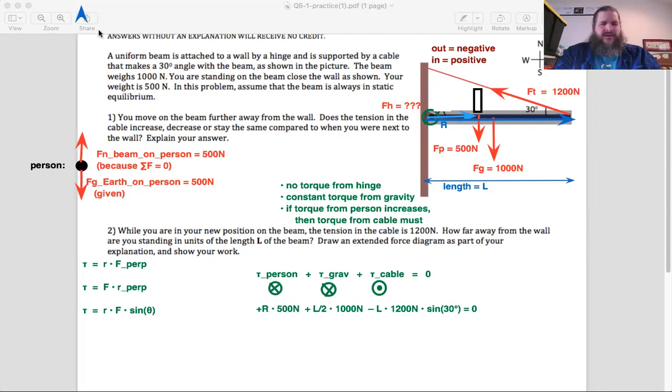Let's simplify things a little bit first. We've got R times 500 newtons plus L over 2 times 1,000 newtons. We can combine the half and the 1,000 to get 500. So L times 500 newtons. And then minus sine 30 degrees is also 1/2. So 1,200 times 1/2 would be 600.